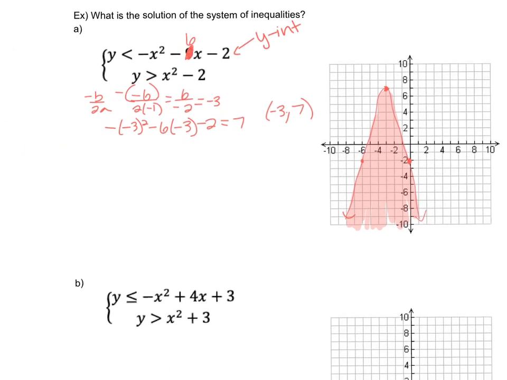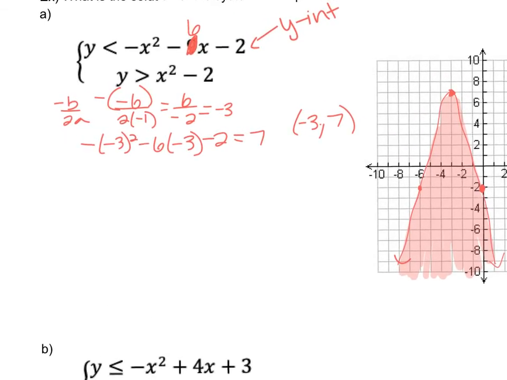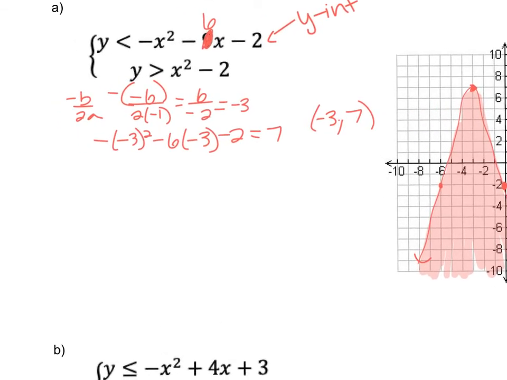Okay, now let's do the other one. Y is greater than x squared minus 2. Since this one is already pretty much in vertex form, remember it's y equals x minus h squared plus k. So my h is 0 because there's nothing with that x squared, and my k is negative 2. So my vertex is at 0, negative 2.